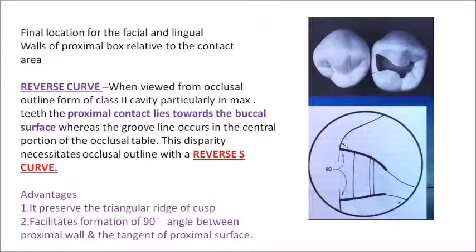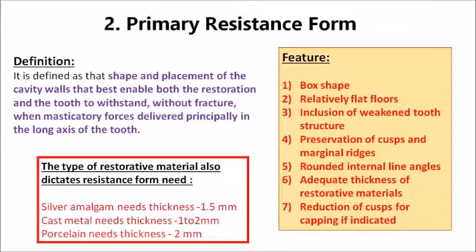Now the advantage of giving this reverse S curve is that it preserves the triangular ridge of the cusp and facilitates formation of a 90-degree angle between the proximal wall and the tangent of the proximal surface. So this is a preservation feature for the tooth structure to last longer. Reverse S curve or reverse curve is most commonly applied in maxillary premolar teeth. The second feature is primary resistance form.